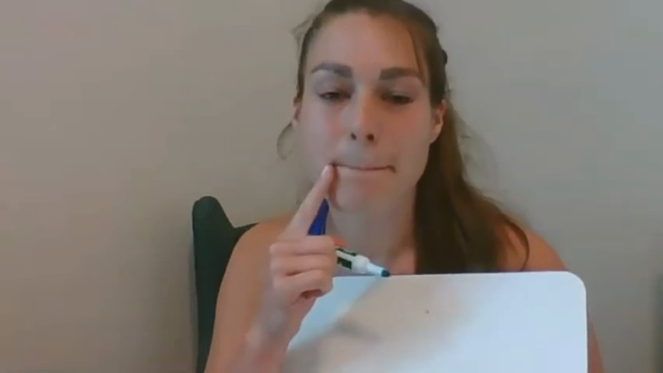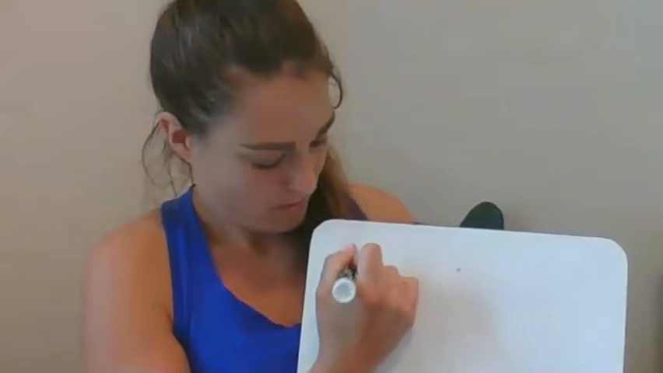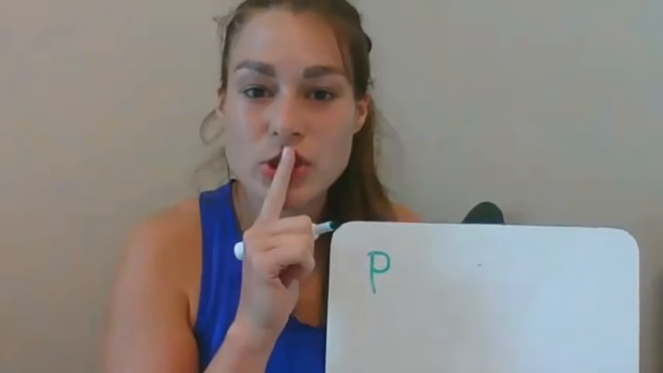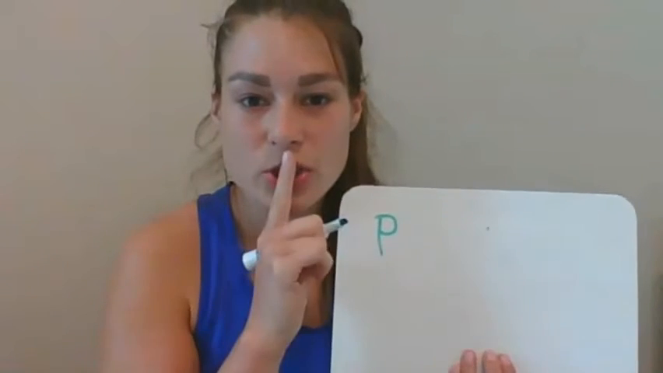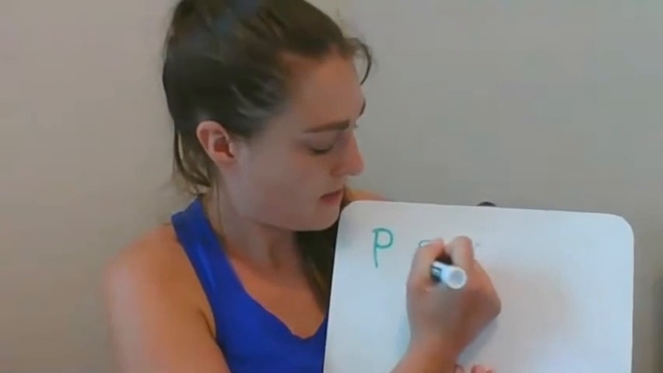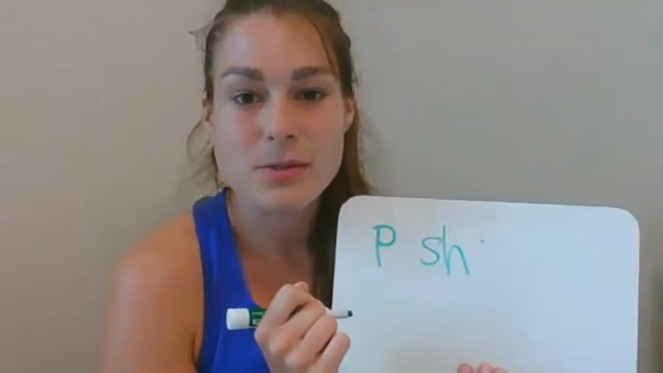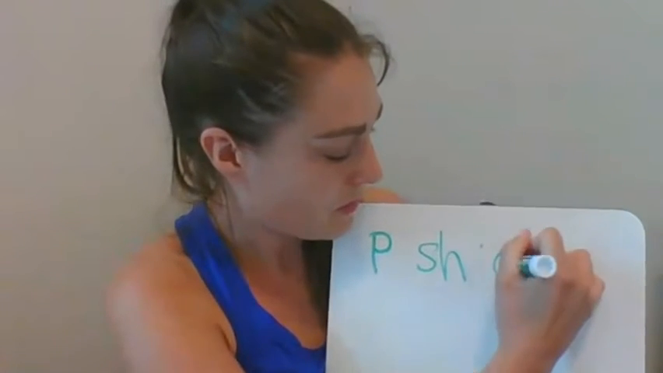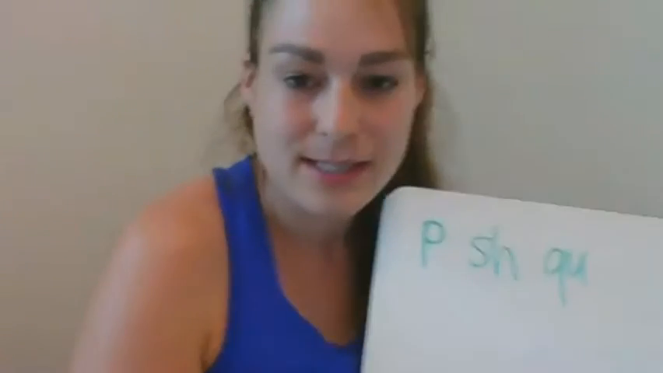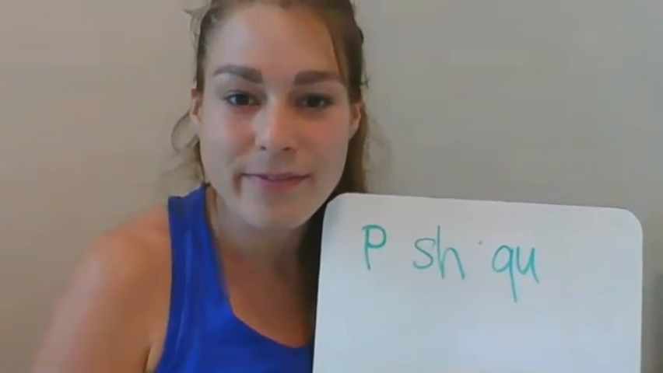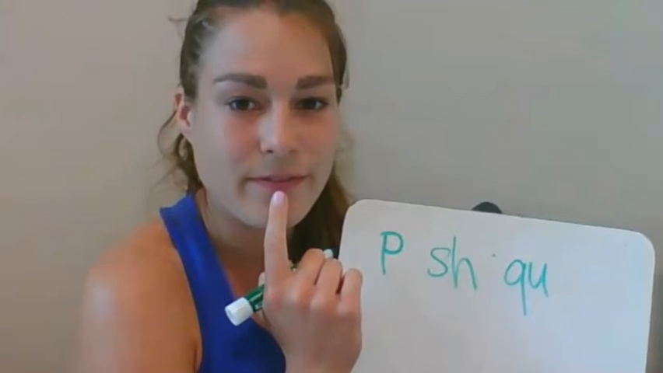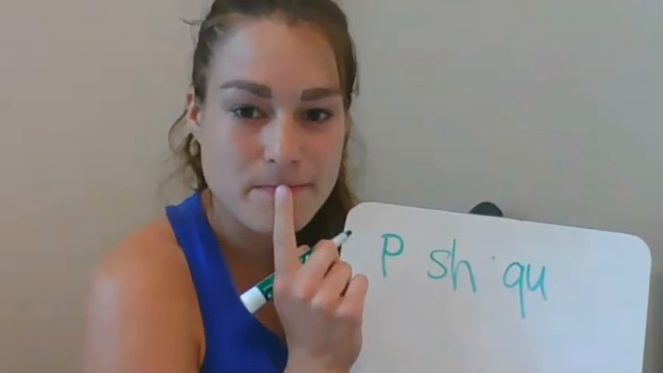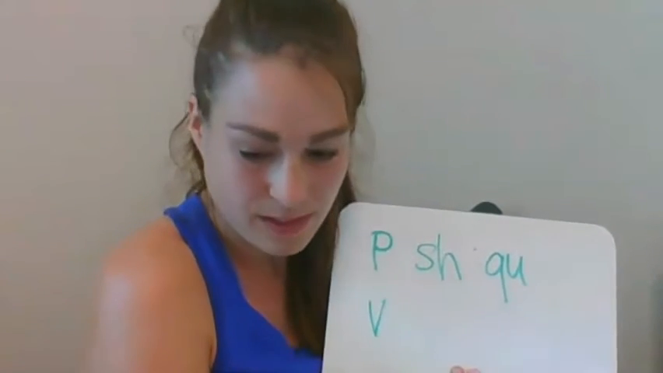Make sure you're saying that. P. Ready? P. Excellent. Your next one is sh. What makes that sound? Sh. Good. SH. Next one is qu. Say it. Qu. Q, U. Fantastic. Next one is v. V. This one's tricky sometimes. Oh yeah. V. Next one.